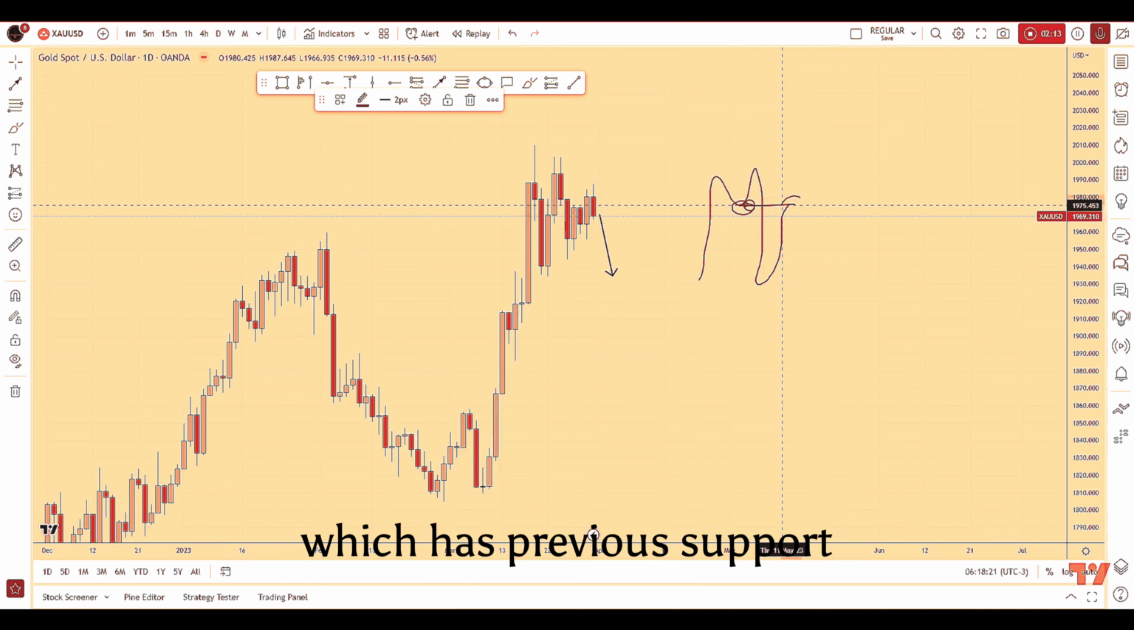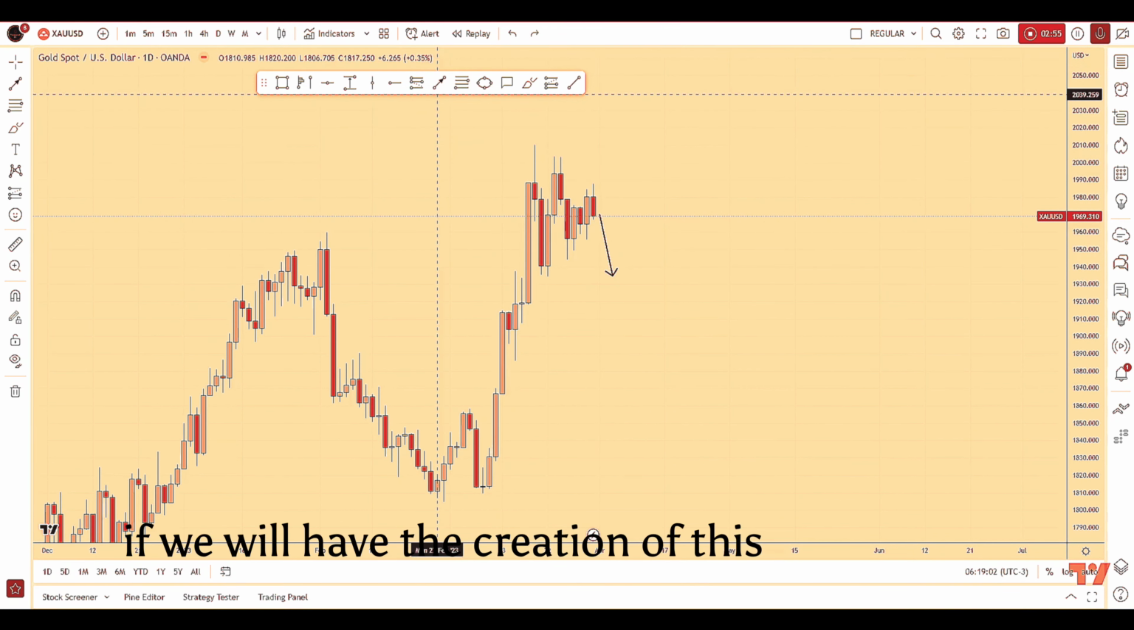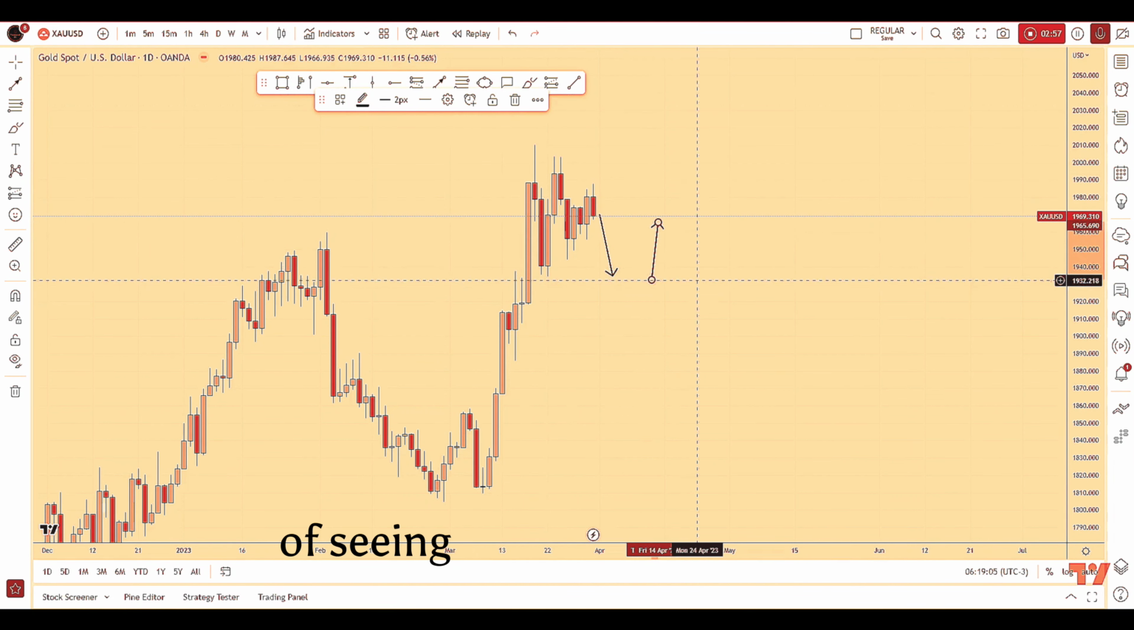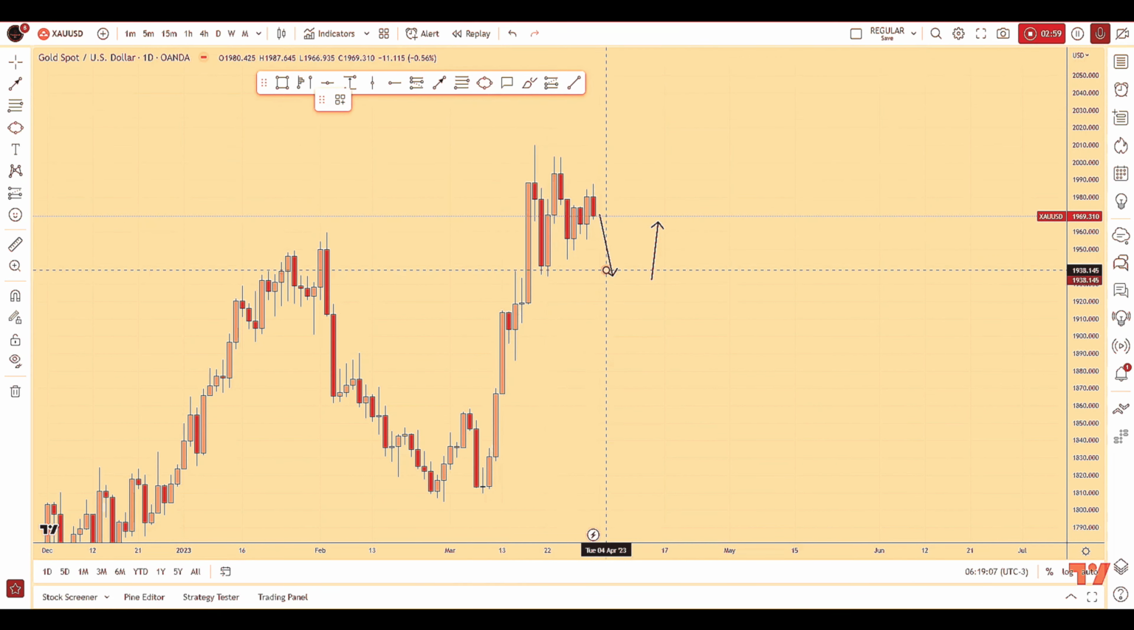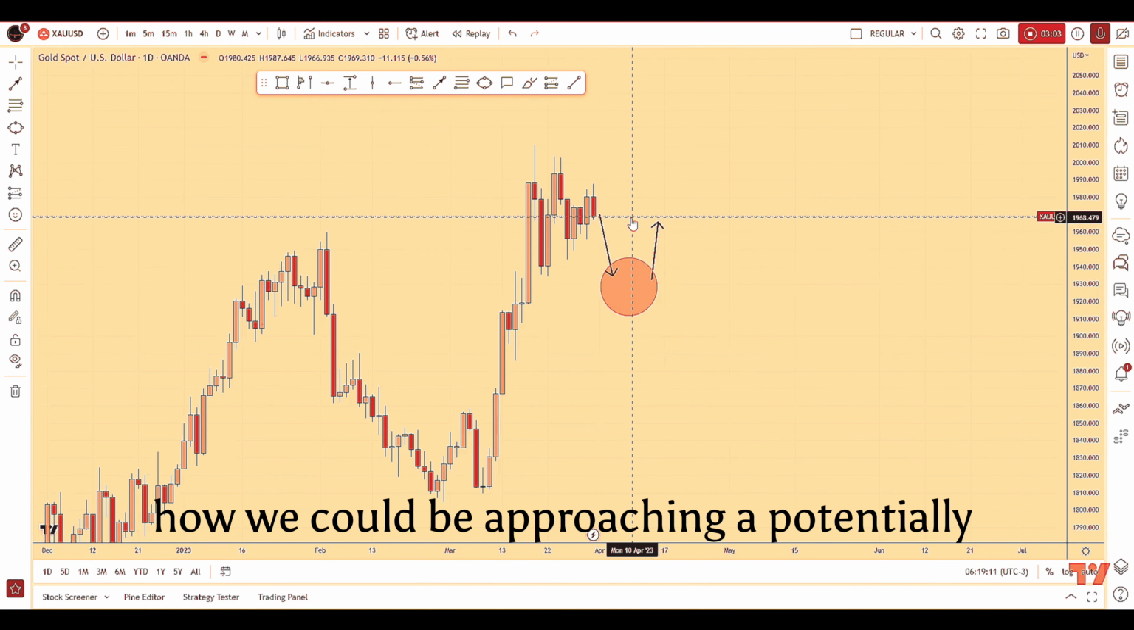which is previous support turned resistance. Meaning that if we will have the creation of this M pattern, we have an increased probability of seeing a potential reversal to the upside. So if the market will actually provide this M pattern, that is how we could be approaching a potential reversal higher.